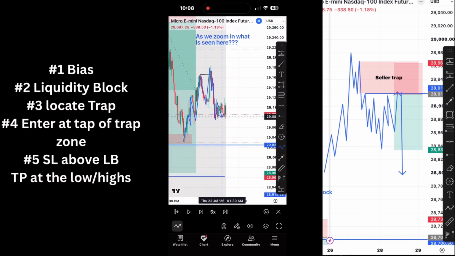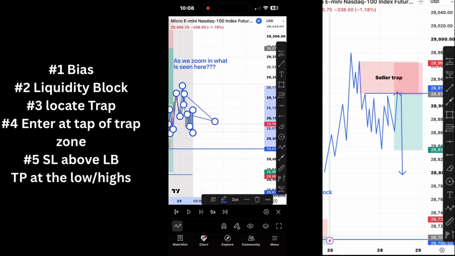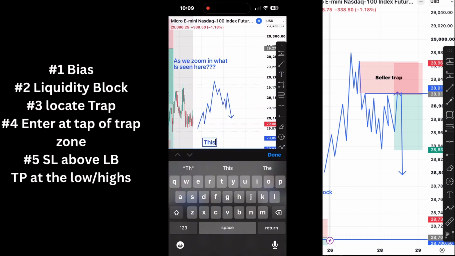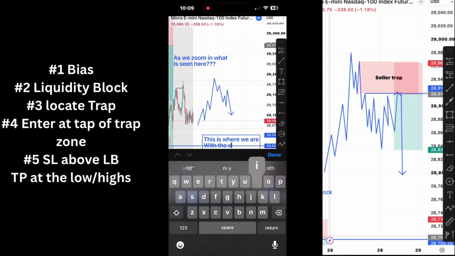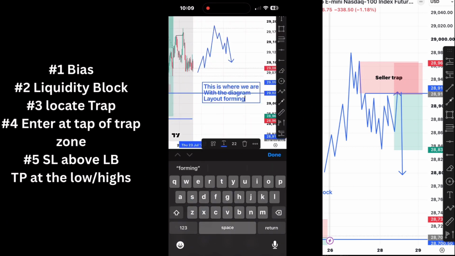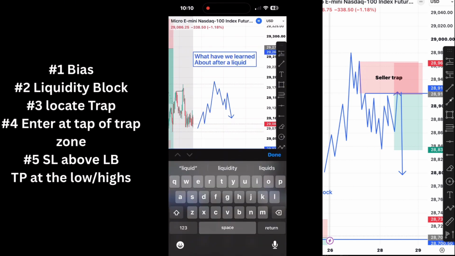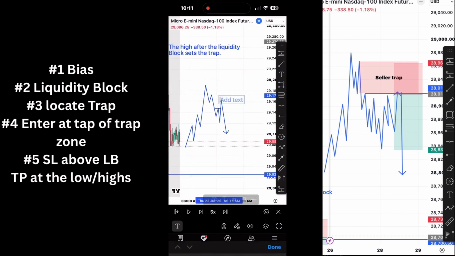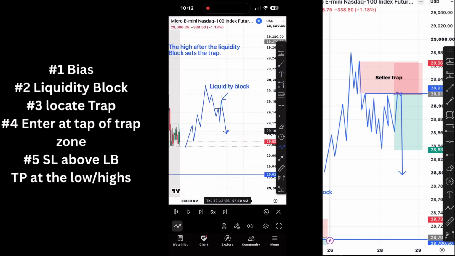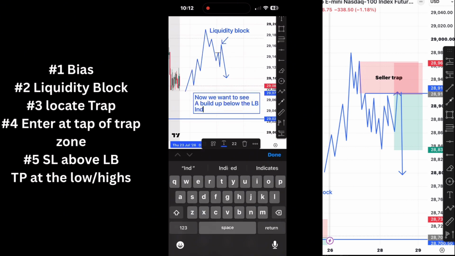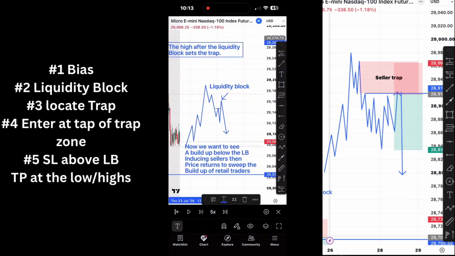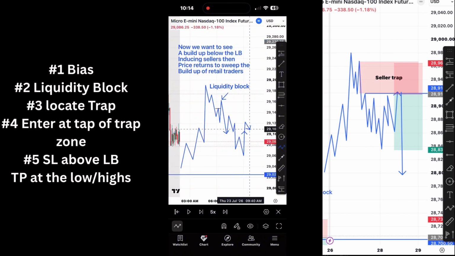Once price returned back up again, I put in the diagram perfectly once more as a little refresher for exactly what that diagram is. This is where we're at in current price action is what I'm showing here. And now what we're waiting for is we have that LB formed. Once the high after the liquidity block is taken, that is where the trap is set. Always look and wait for the build up below the liquidity block. And then once that liquidity block build up is swept, the trade idea is on.